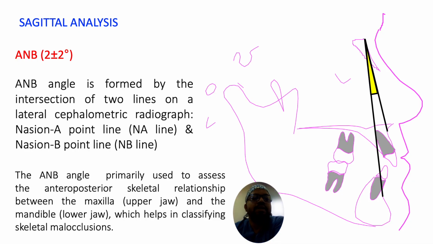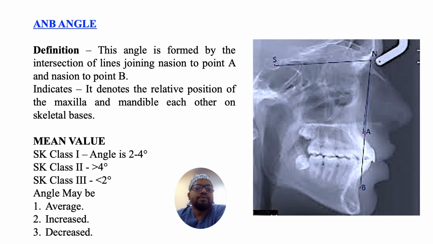Combining SNA and SNB, that is ANB, the maxillomandibular relationship. You can understand the NA line and NB line. So if this is normal, it is class 1. If increased, class 2. Decreased, class 3.